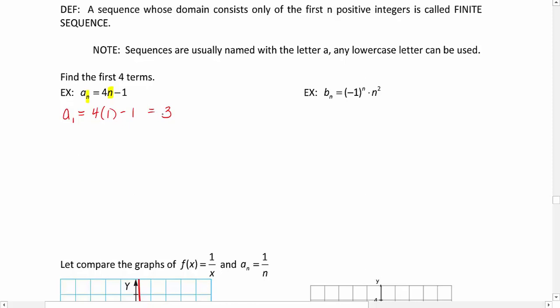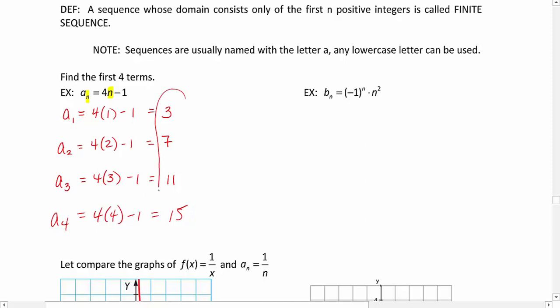And we'll do this for all of them. So then a sub 2, that's going to be 4 times 2 minus 1, which is 7. A sub 3, 4 times 3 minus 1, 11. And lastly, a sub 4, that'll be 4 times 4 minus 1, which is 15. So here are our first 4 terms.